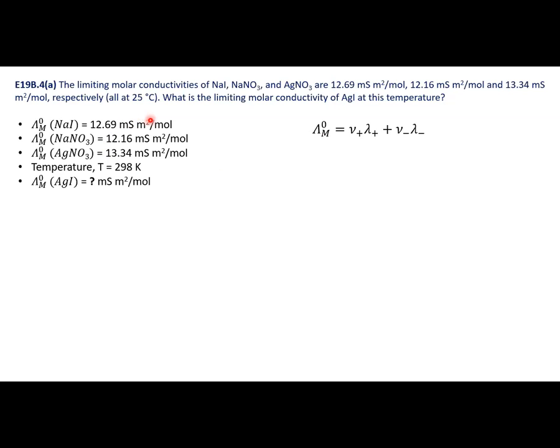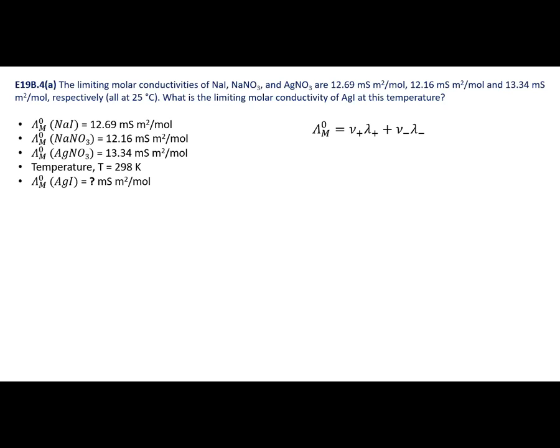So I listed all of the information that's provided in the question, and we know one equation, that is the law of independent migration of ions, and how each of the ions contributes to the overall limiting molar conductivity, lambda sub m naught. So based on this, we're going to solve this problem. So let's rewrite the molar ionic conductivity for each of these electrolytes in terms of the law of independent migration of ions.